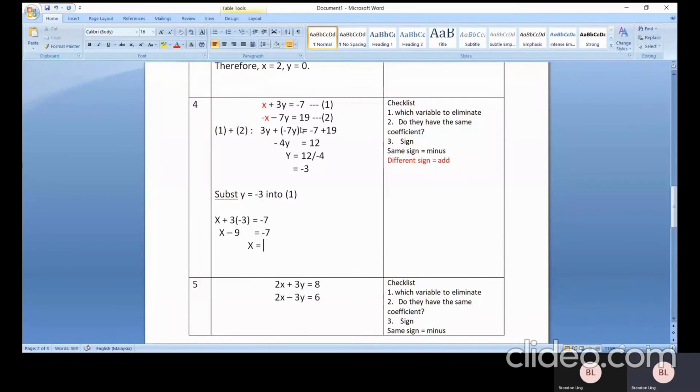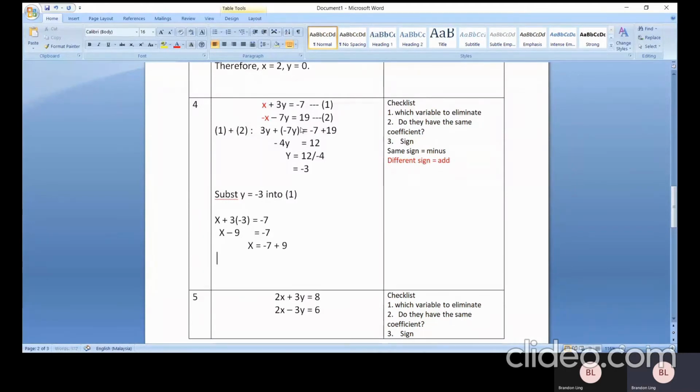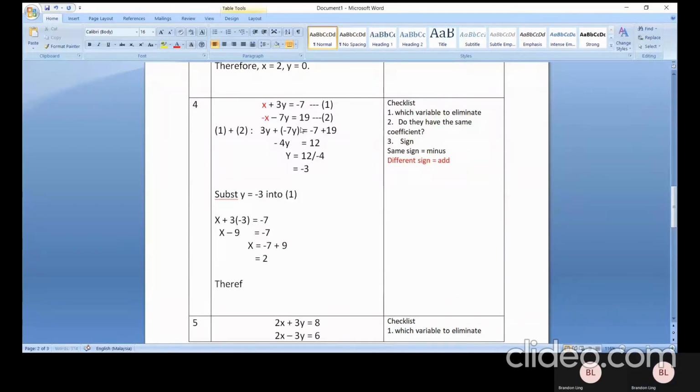So therefore, when you move this negative 9 to the other side, it becomes a positive 9. The last step will be to add the 9. Negative 7 plus 9 equals to 2. This will be your final answer.